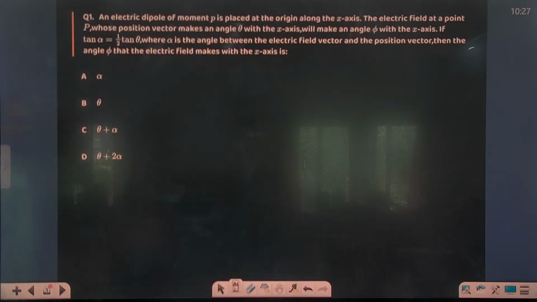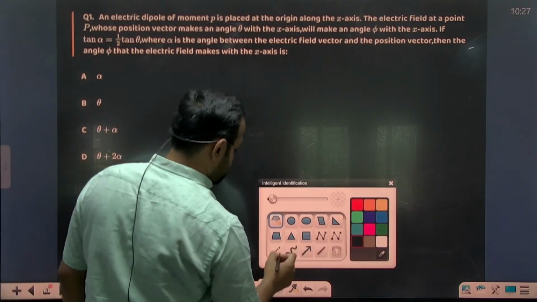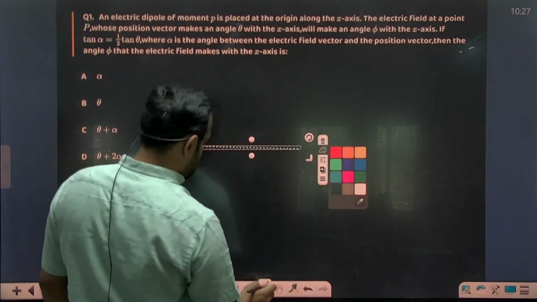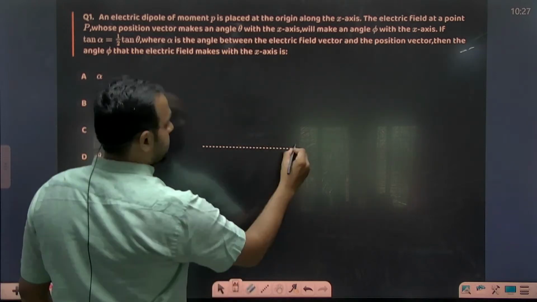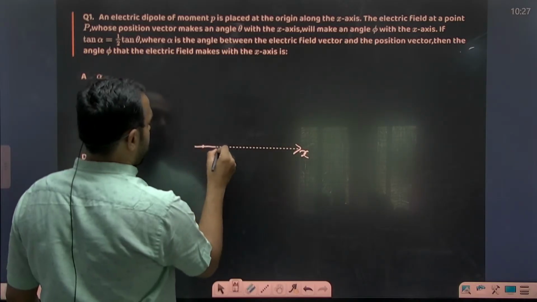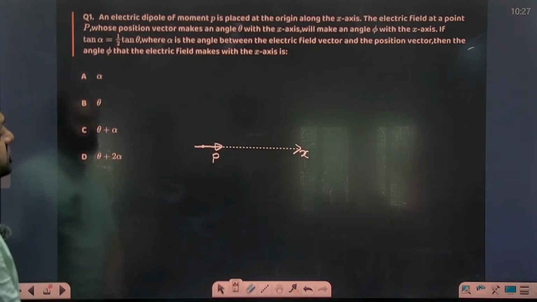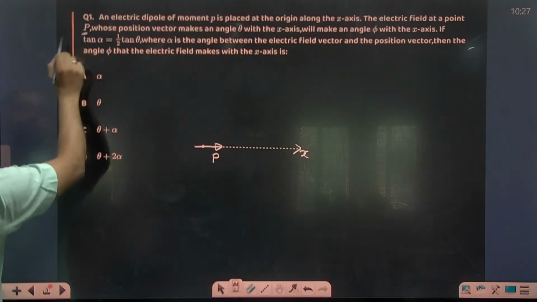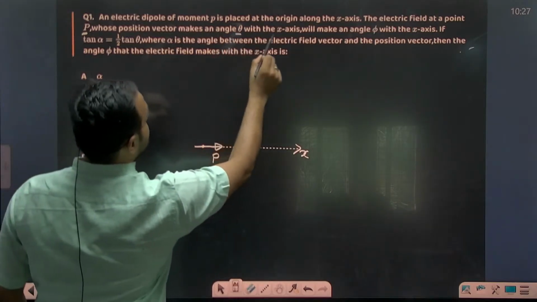An electric dipole of dipole moment P is placed on the x-axis. So let's say this is your x-axis. A dipole is placed on the x-axis. The electric field at a point P whose position vector makes an angle theta with the x-axis.